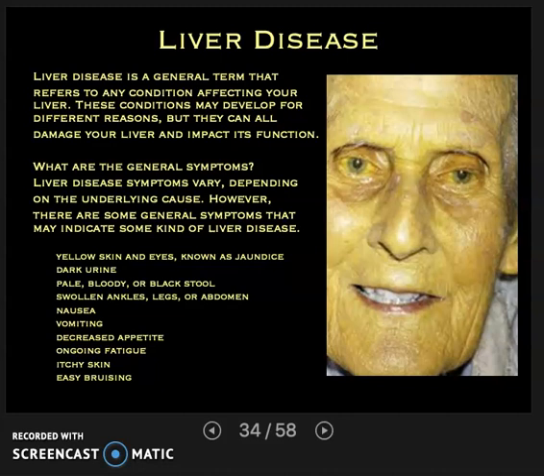So if you see your pop and he's all kind of yellow, you might want to make sure to take him to go see his doctor.